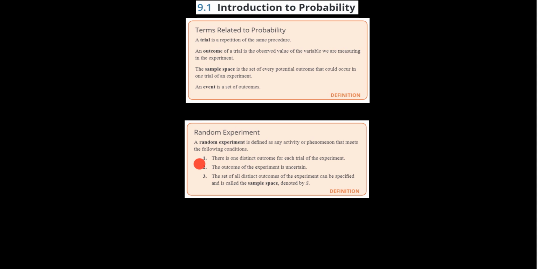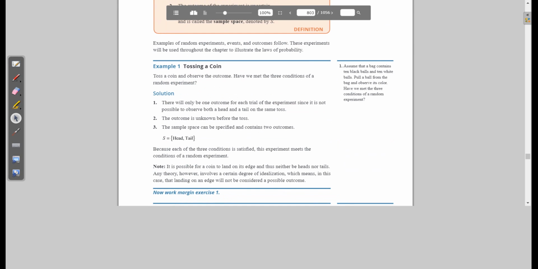So random experiments. A random experiment is defined as any activity or phenomenon that meets the following conditions. There is one distinct outcome for each trial of the experiment. The outcome of the experiment is uncertain. The set of all distinct outcomes of the experiment can be specified and is called the sample space, denoted by S. So let's look at tossing a coin.